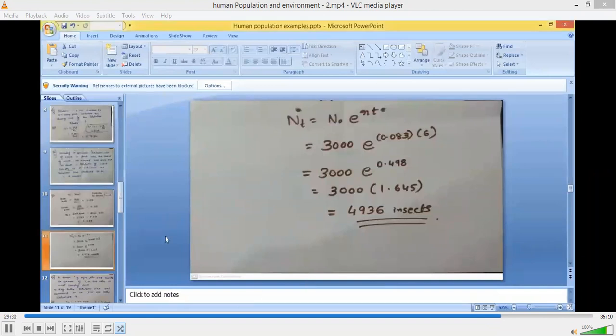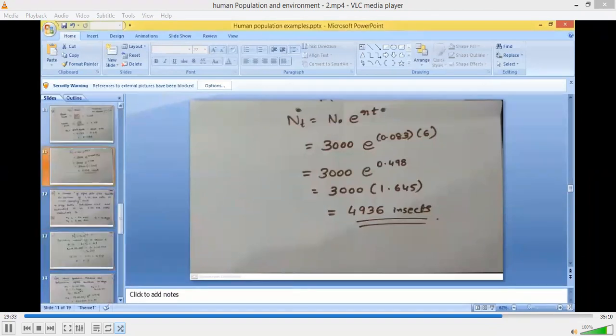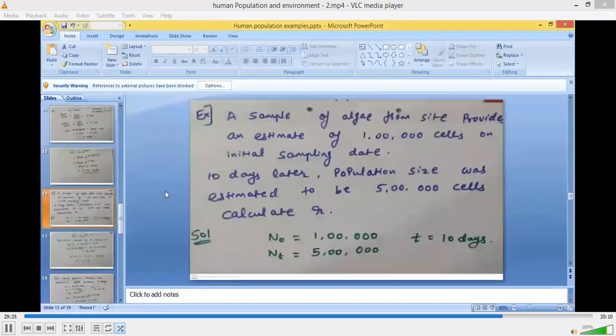Now I think you are very comfortable with this type of question. So a slightly different question. A sample of algae, or you can say insects, from the site provides an estimate of 1 lakh cells on the initial sampling date. This is the initial value, so n naught is 1 lakh. 10 days later, the population size was estimated to be 5 lakh cells, so it is 5 lakh and t is 10 days. Now the important point is, whenever you are using this formula, don't do any type of conversion.